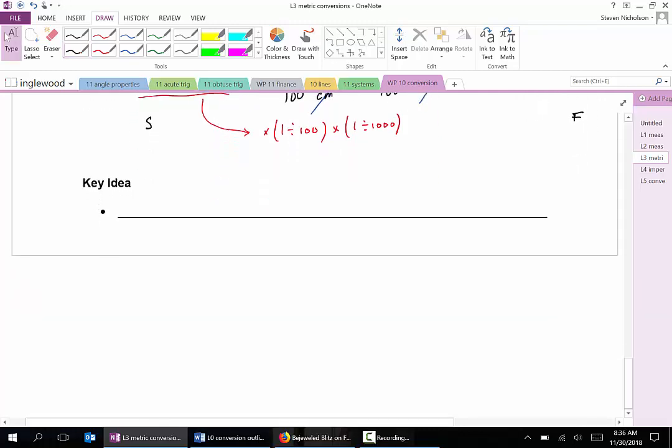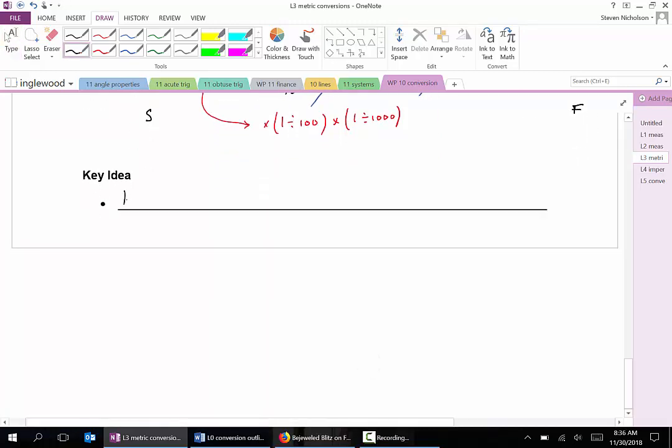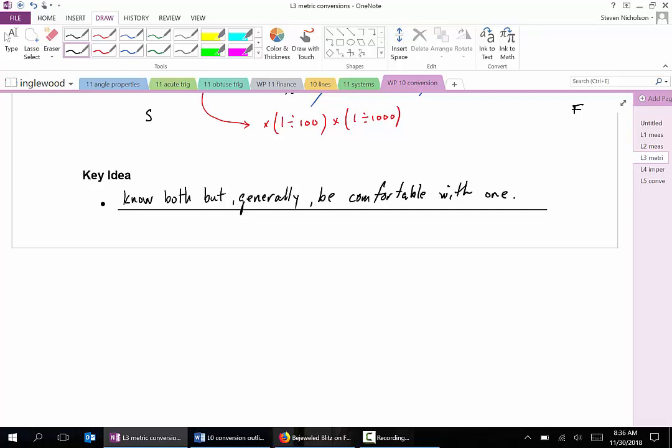And the key idea for you then is I would like you to know both. But generally, you're going to be comfortable with one method. Your science teacher is going to want you to know unit analysis, and it is a nice way. But for me, whatever works for you.